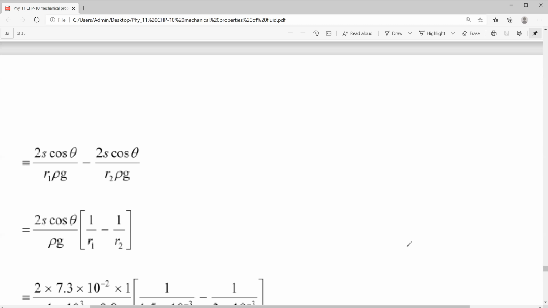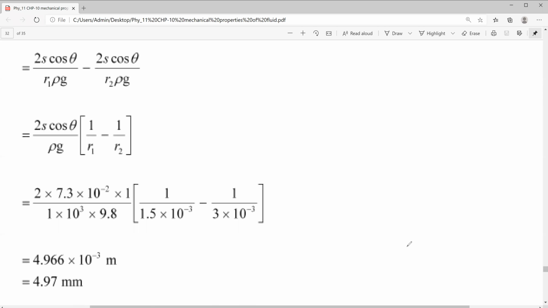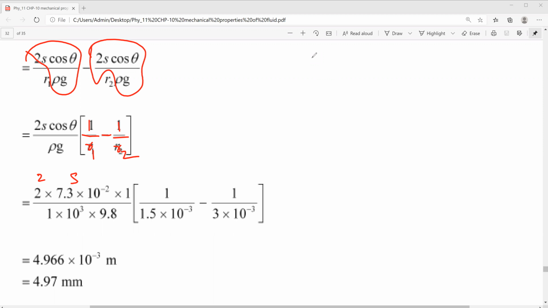So here we just took the difference of those two. If you take the difference of those two, what we are getting is 2s cos theta divided by rho g, which is common in both the terms. The remaining is 1 by R1 minus 1 by R2. And the value of s is substituted as 7.3.